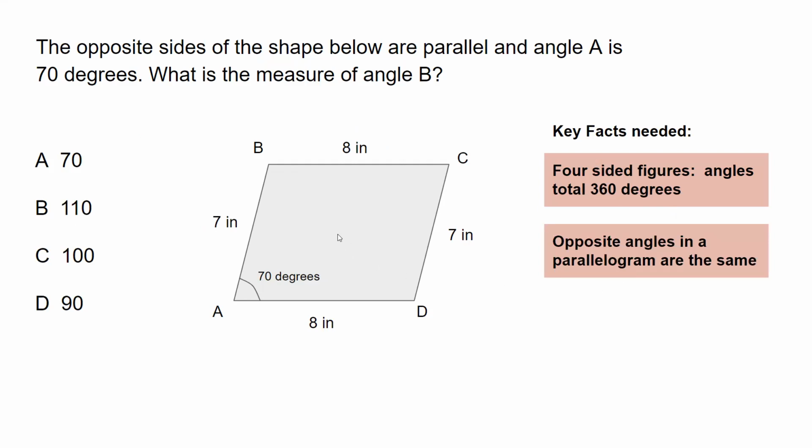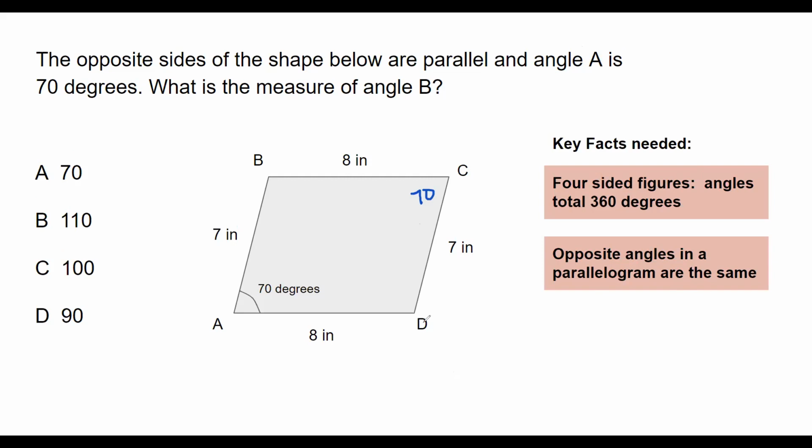Now, with a parallelogram, and that's what this shape is, it's a pushed over rectangle where the angles are not 90 degrees in the corners. The opposite angles of a parallelogram are the same, are equal. So that means that if A is 70 degrees, then C is 70 degrees. And we're trying to find angles B and D, or actually just angle B. But once we know angle B, we will know angle D.